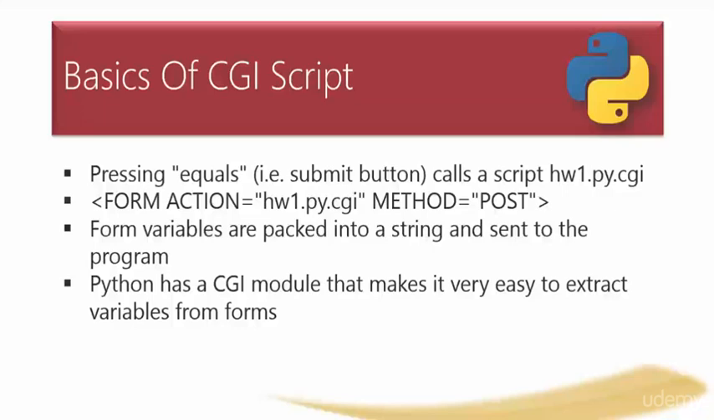So for example, the form action is the tag where you would call that CGI script or the Python file. And the method you can use is either post or get. The form variables are packed into a string and then simply sent to the program. And Python has a CGI module that makes it very easy to extract variables from these forms or from any HTML-based form. So just like a module that we've been importing in Python, you can import the CGI module and then of course run your script.